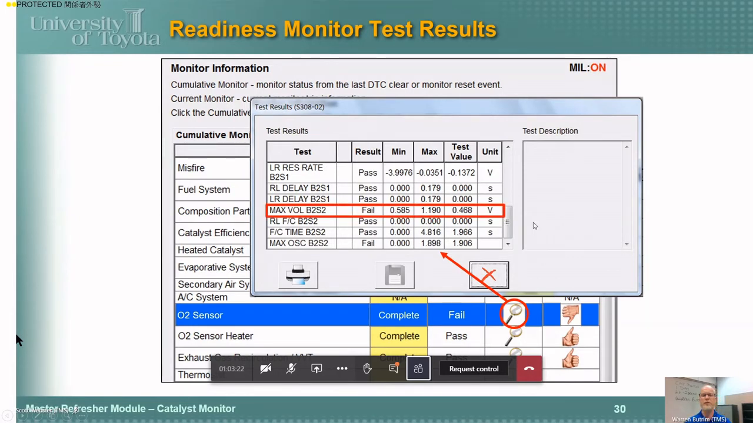So the highlighted area that says max volume, bank 2, sensor 2. You can see where the test result is fail. And it's populated showing me what my minimum threshold is, my maximum amount, and then what I actually achieved, my test value, in volts. Because the test value was outside of the range, it failed.